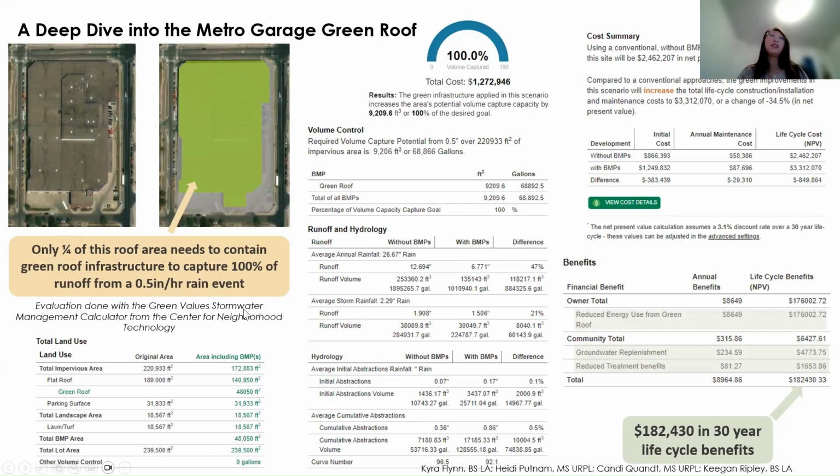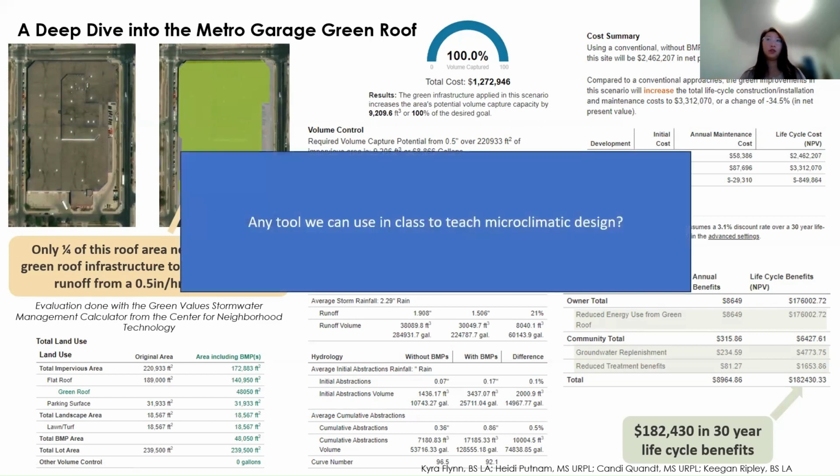this morning. They found this tool online called the Green Value Stormwater Management Calculator, and they showed me that only a quarter of the roof area needs to contain the green roof, and that will capture 100% of the runoff for this rain event. So they feel pretty confident doing this, and they're asking me, in terms of energy saving or microclimate, do we have something to use?